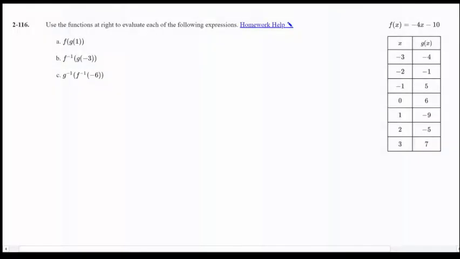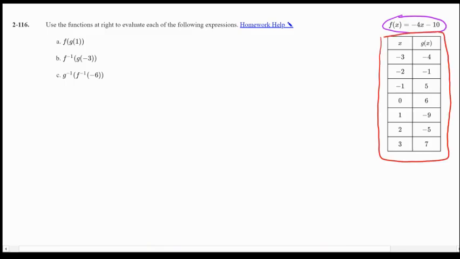Here I'm asked to use the functions at the right to evaluate each of the following expressions. So my first function here is f of x, which is an equation. And then I have the second function g of x, which is still a function, but just a table instead. But they're still just dealing with x's and putting in a value and then getting an output. So in our first one here, it says f of g of 1.